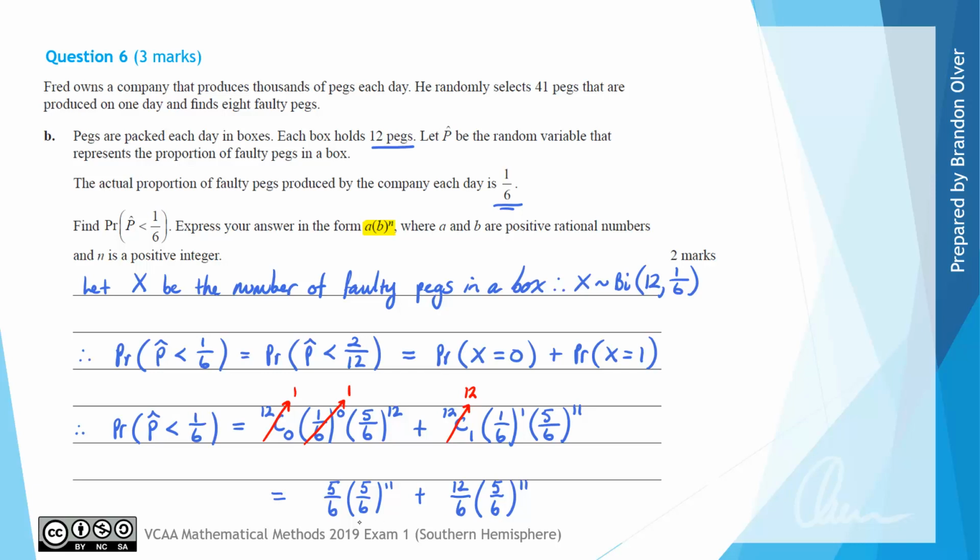What we can do is factor out that 5/6 to the power of 11, and that will leave behind 5/6 plus 12/6 gives 17/6 times 5/6 to the power of 11. That is now in the correct form because it's in the form a times b to the power of n. We can identify that a, which is a rational number, is 17 on 6. B, the base, is a rational number of 5 on 6. And n, the power in this case, is 11. So that's the answer we were looking for in part B.